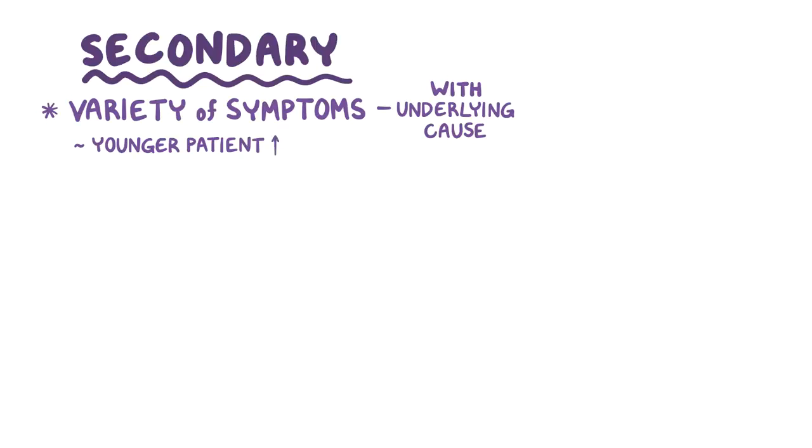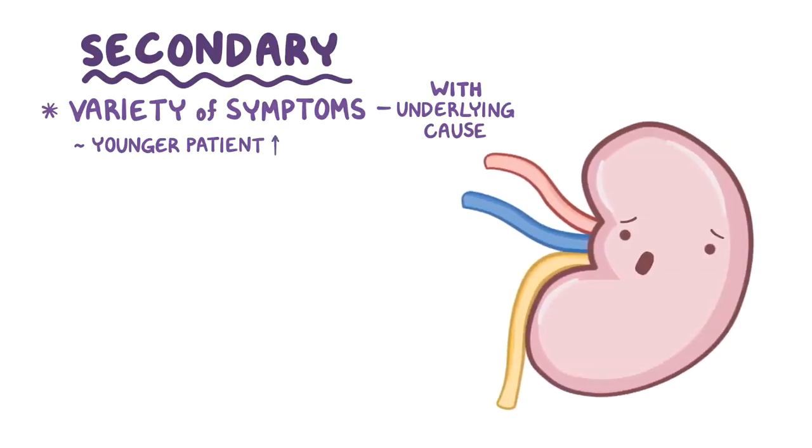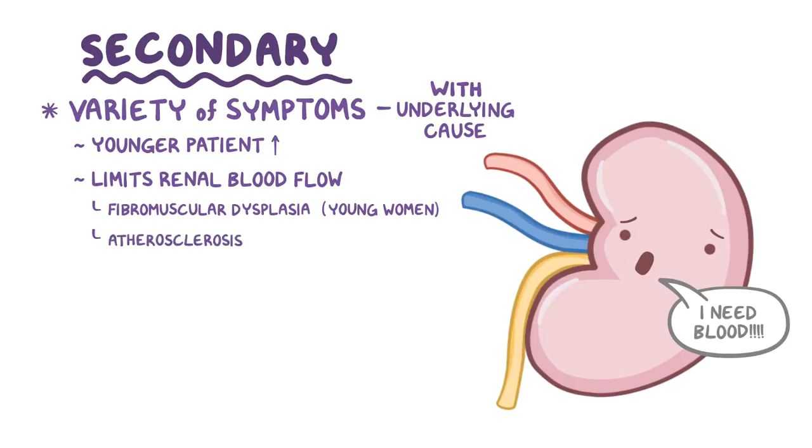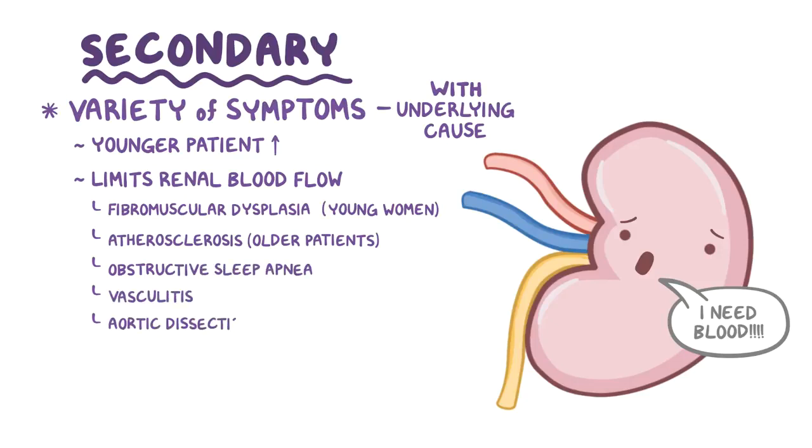Now, secondary hypertension often is accompanied by a variety of symptoms associated with the underlying cause. In general, the younger the patient, the more likely it's secondary hypertension. For example, anything that limits the renal blood flow can cause hypertension, like fibromuscular dysplasia, which generally affects young women, but also atherosclerosis in older patients. Other examples include obstructive sleep apnea, vasculitis or aortic dissection, as well as pheochromocytoma, Cushing syndrome, and other endocrine disorders.